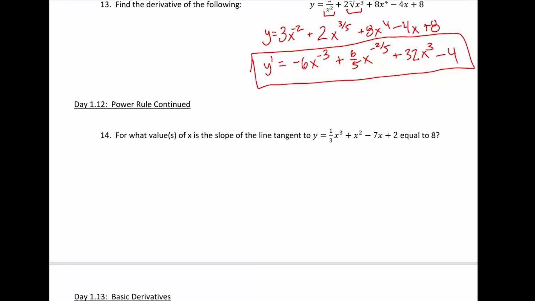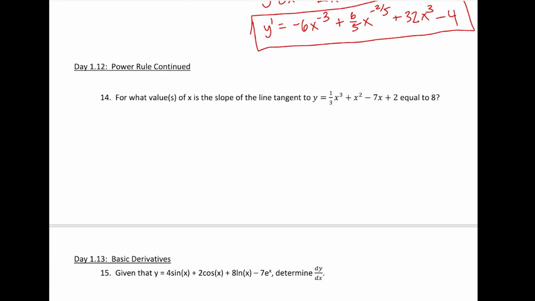Okay, number 14 says, for what values of x is the slope of the line tangent to this equal to 8? So let's first find an expression for the slope of the line tangent to this. The slope will be determined by the derivative. So y prime is going to equal 3 times 1/3 is just 1. So this is just going to be x squared. So yeah, x squared, let me clean that up a little bit. X squared plus 2x minus 7.